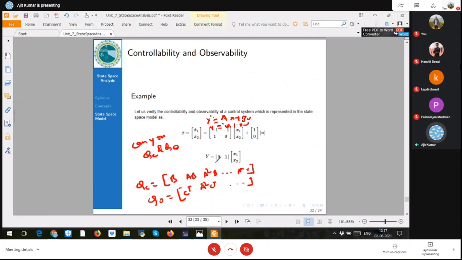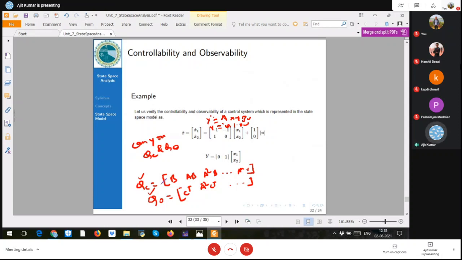So please try to solve this example. Please try to find the QC matrix and the Q0 matrix. You have, let's say, 4 minutes, 2 minutes for controllability and 2 minutes for observability. Please try to do that, and you are expected to solve it. It might come in your end exam also. It's a very important concept in control system engineering, to find or comment on controllability or observability. So please try to find QC and Q0.